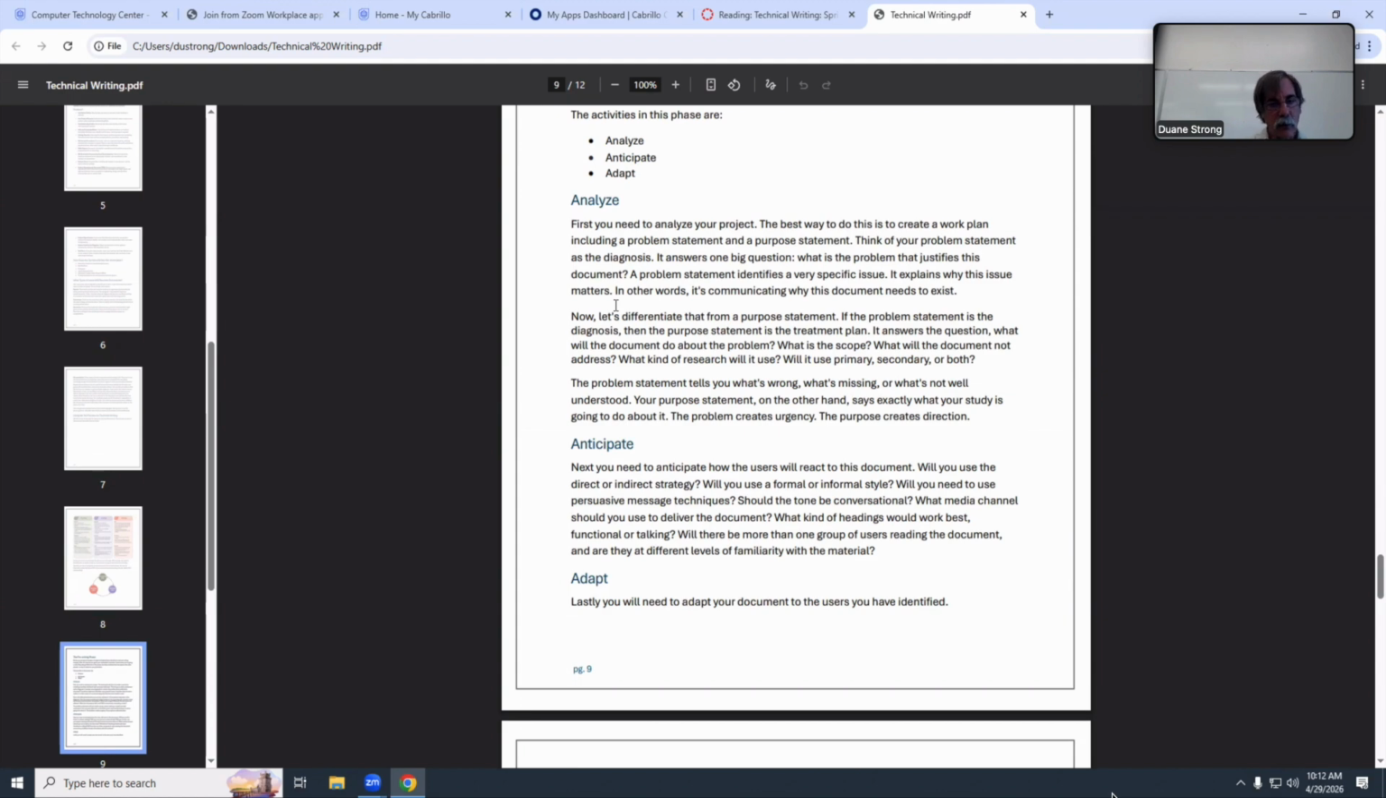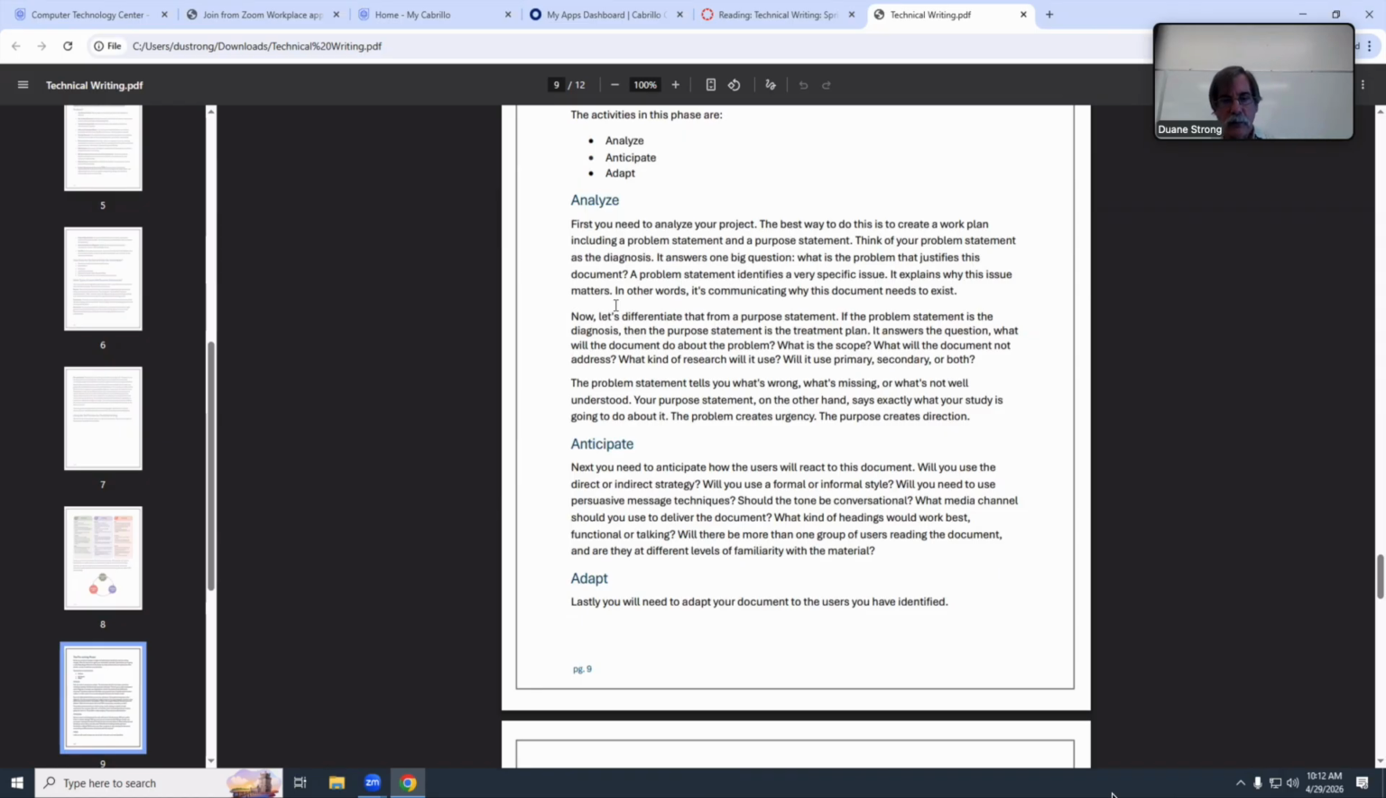That's different than the purpose statement. If the problem statement was the diagnosis of the patient, then the purpose statement is the treatment plan. The purpose statement is, okay, you see the problem, what are we going to do about it? What's the scope of this problem? What are we not going to talk about? What kind of research are we going to need? Are you going to use primary research, secondary research, both of them?